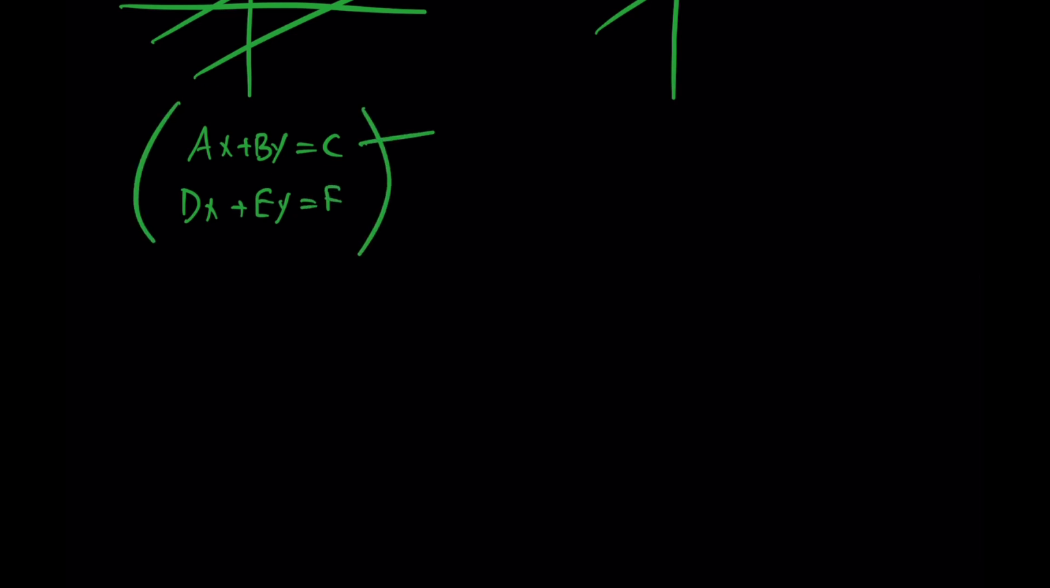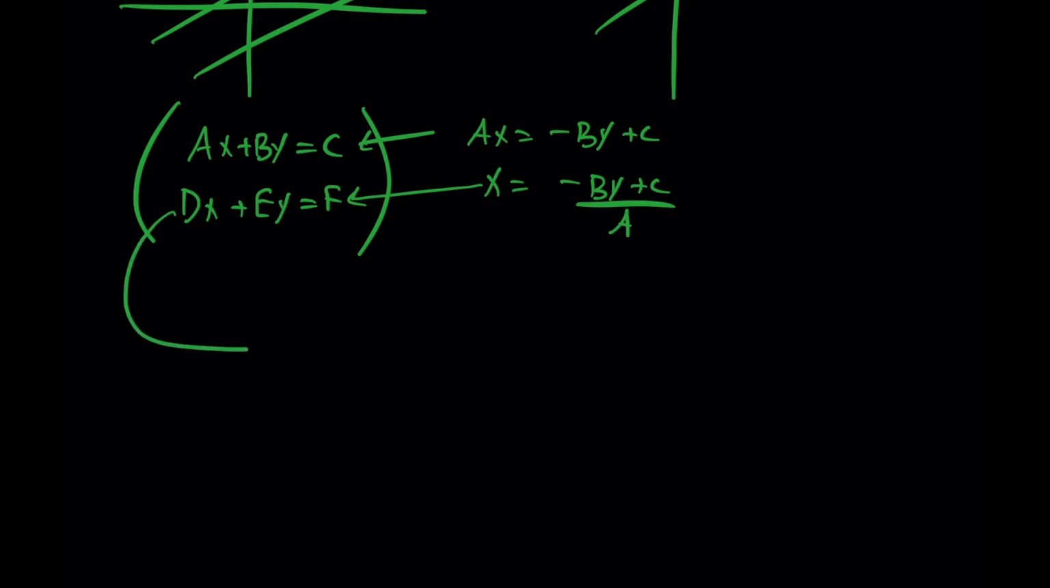So we have, once again, ax plus by is equal to c, and dx plus ey is equal to f. For example, from the first equation, let's just solve for x. So we have ax is equal to negative by plus c. Divide by a, so x is equal to negative by plus c over a. And then we will, so to speak, throw that into the second equation, and that will allow us to figure out what y has to be.